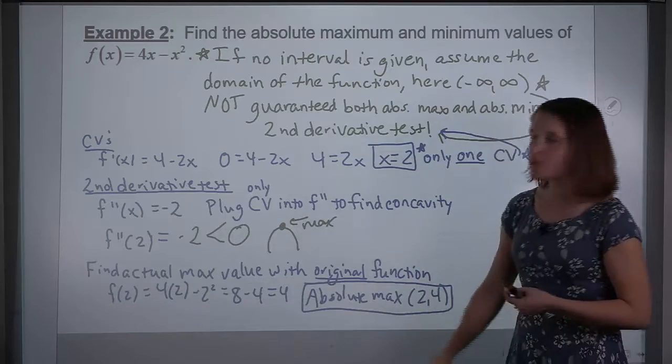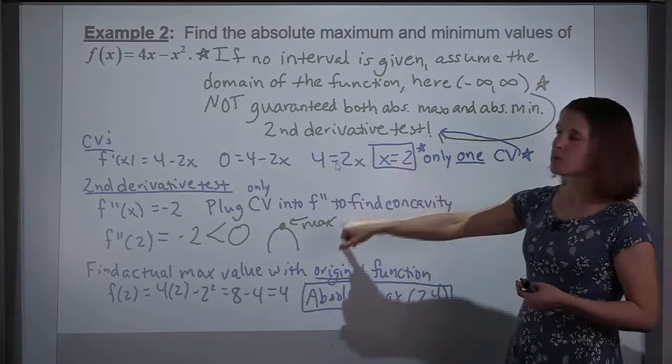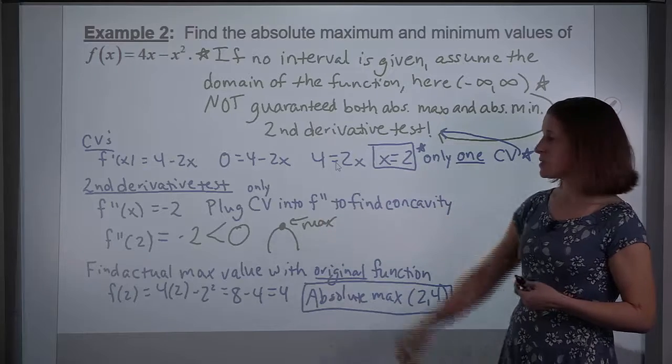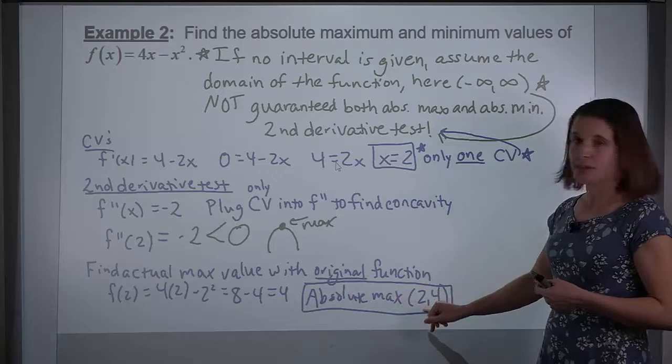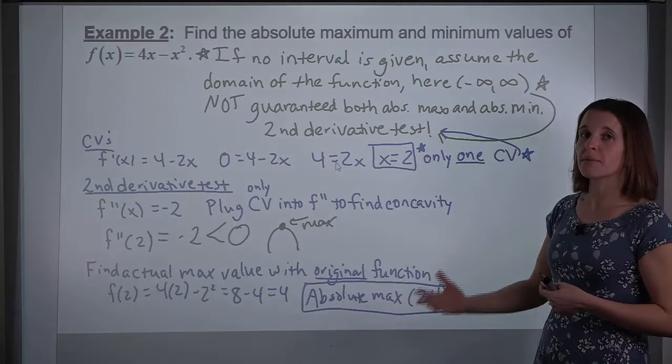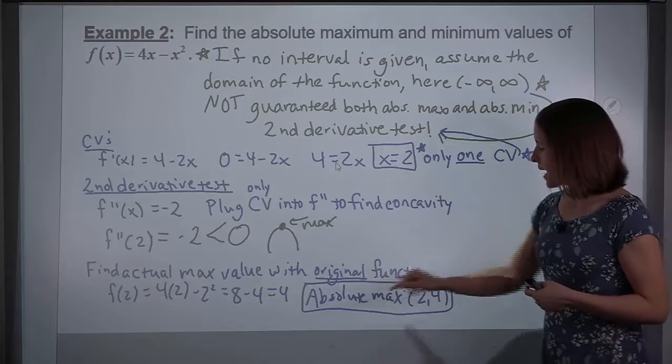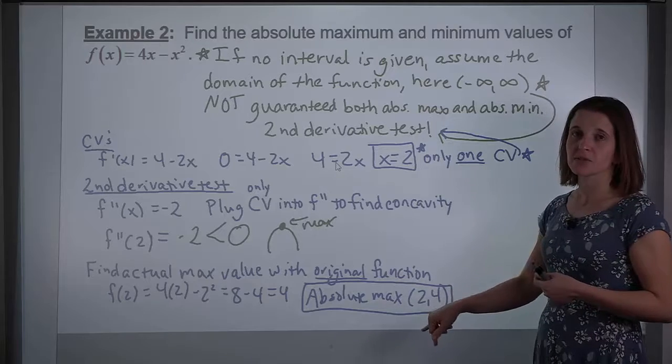So I'm going to go back to the original function, evaluate f of the critical value that I've now verified gives me an absolute max, and I get 4. So I have an absolute max at the ordered pair (2, 4), or it might be stated that there's an absolute max of 4 at x equals 2.